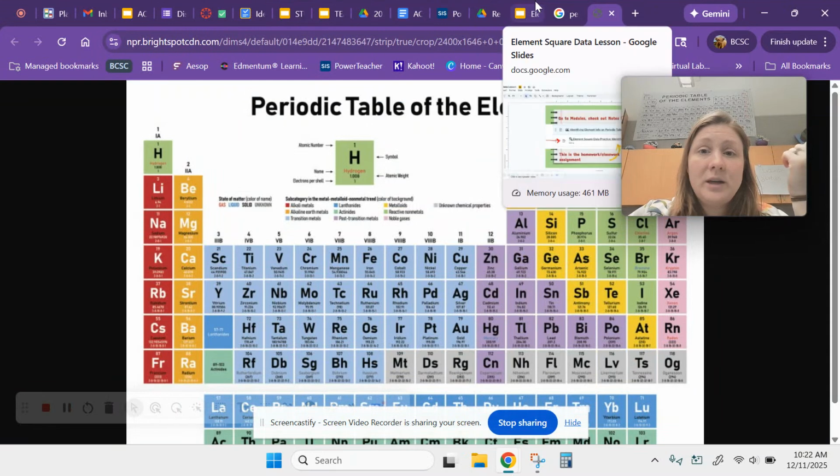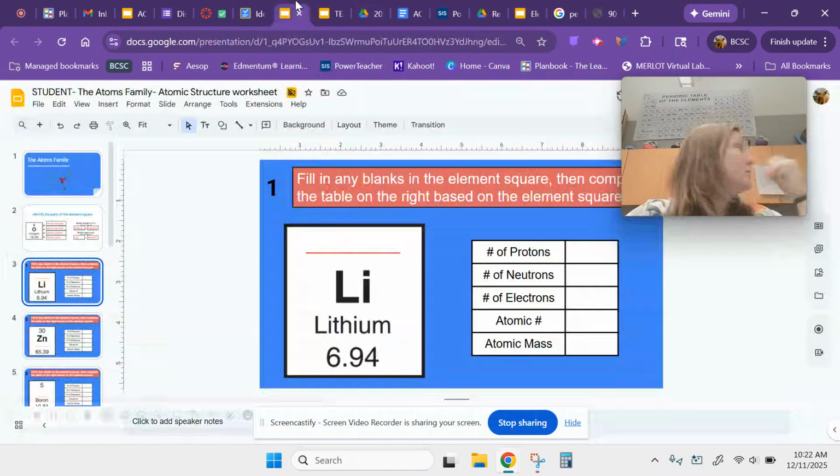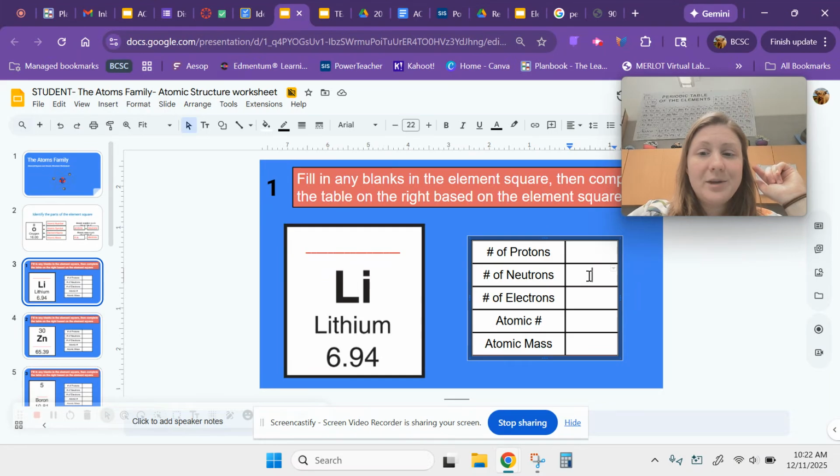So I can go back to my assignment. Okay, and I can type in the atomic number here. So I can do atomic number here, and then I have number of protons, neutrons, electrons. Remember, same thing as atomic number, and then atomic mass. So I need to fill in this table with information, and I need to fill in this element square for every slide.